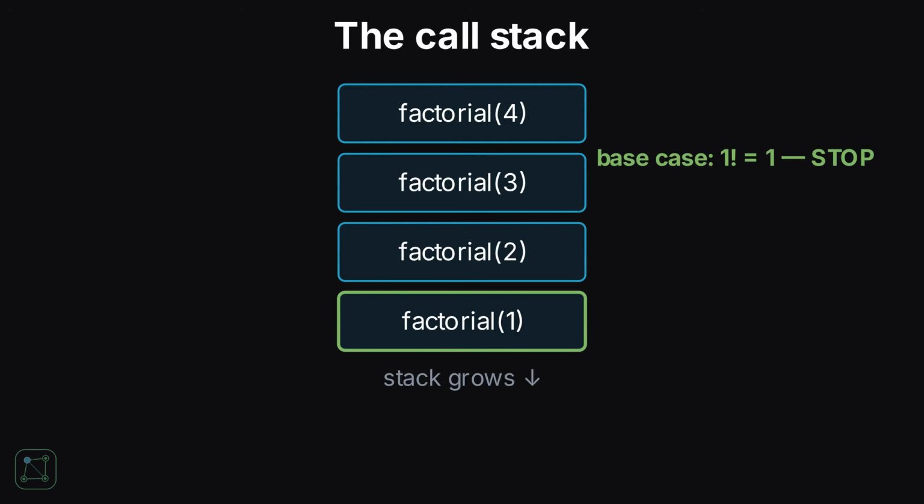Now the hero, the base case. 1 factorial is simply 1, no more calls. This is the stop sign that ends the descent. The moment we hit it, the stack stops growing and we finally have a real answer to return. And if you forget the base case, the function keeps calling smaller and smaller forever, the stack grows without limit, and the program dies with the famous stack overflow. Every recursion needs a base case, that's the rule.